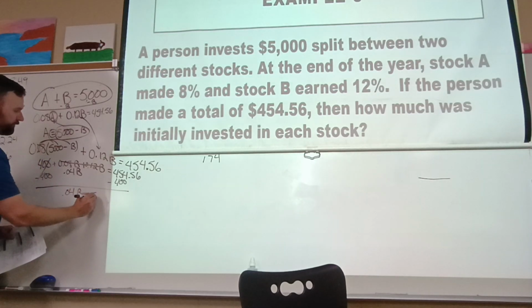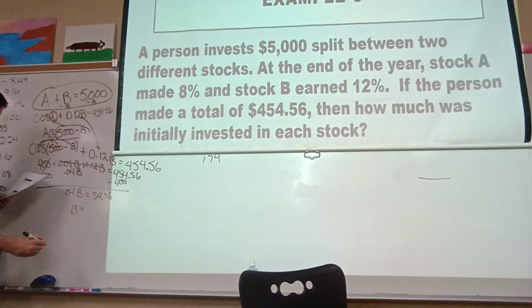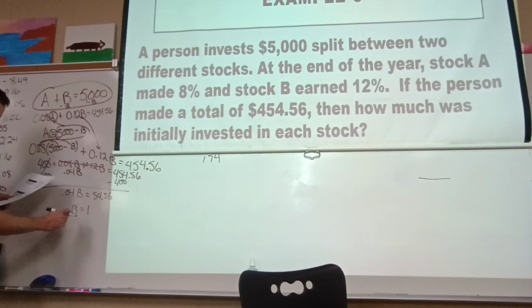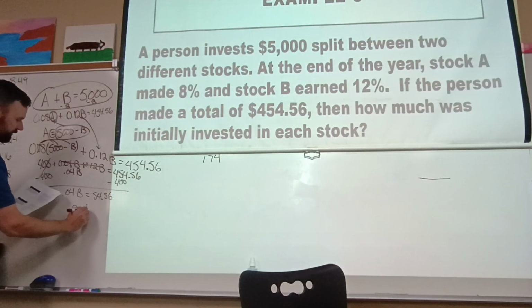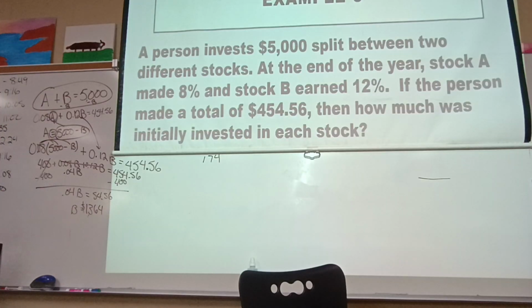All right, and that's what, 54.56. So I got B is, what do I get for B? 128.57. No, it's not. I'm looking at the wrong problem. B is 1364. So I invested $1,364 in stock B.